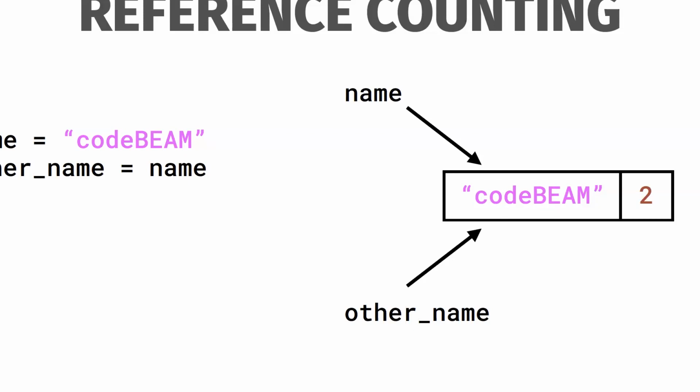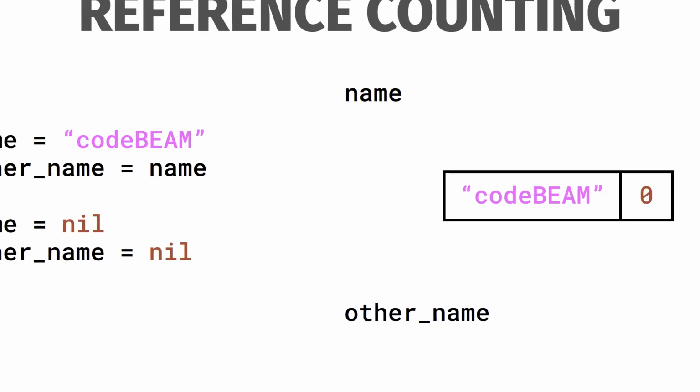So far, it's not garbage because these two things could be using it. Now, if we set the first one to nil, the garbage collector, or the reference counter, knows, okay, name is no longer pointing at this. So now only one thing is pointing at it. If we do the same thing with other name, the number of references drops to 0. So now nothing is referencing this anymore. And a reference counting garbage collector will now know, okay, cool, nothing's pointing to this, I can get rid of it. And as you can imagine, this is fairly straightforward and fairly fast.